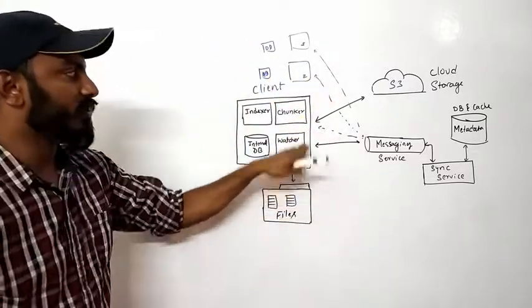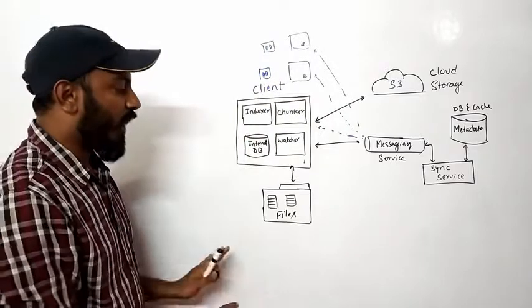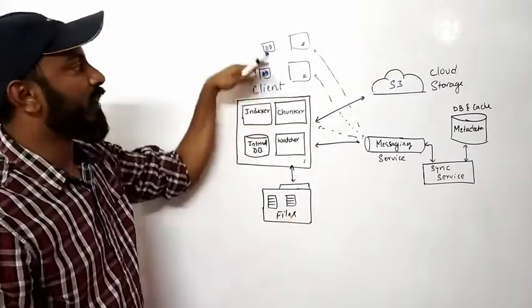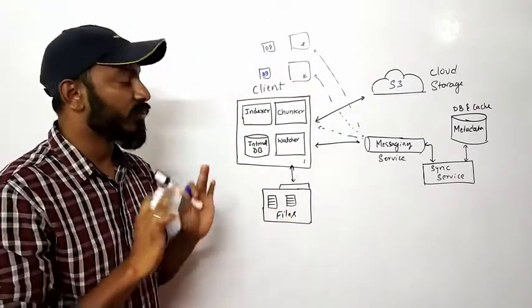Say this is device 1, device 2, and device 3, right? Now the same copy of the files is replicated in all three devices. So that's how it works.